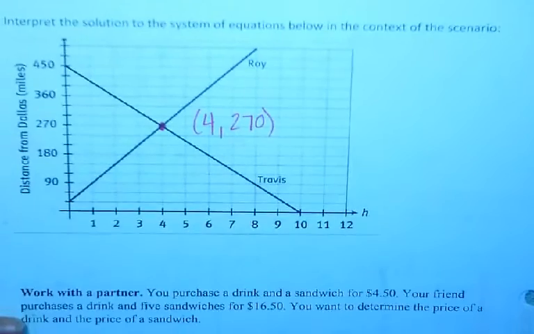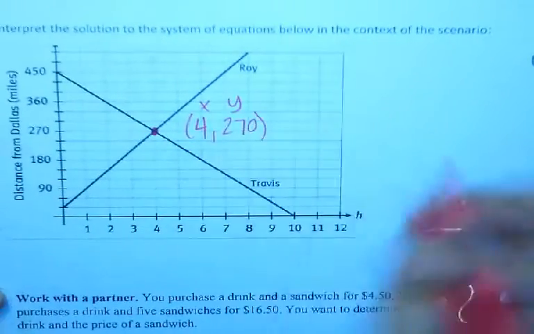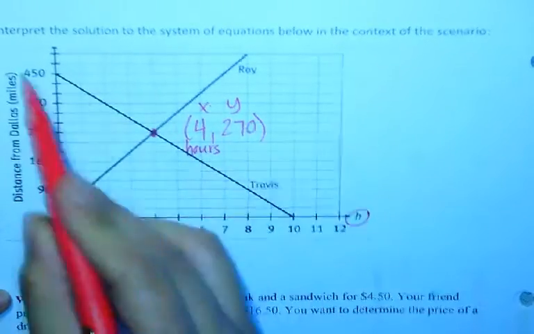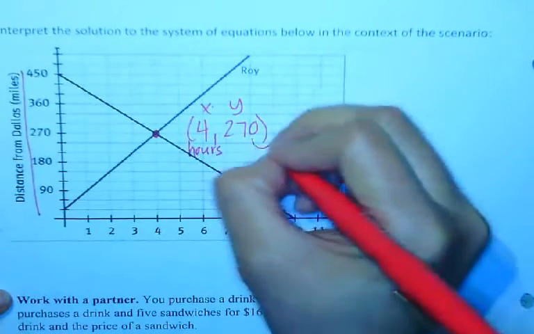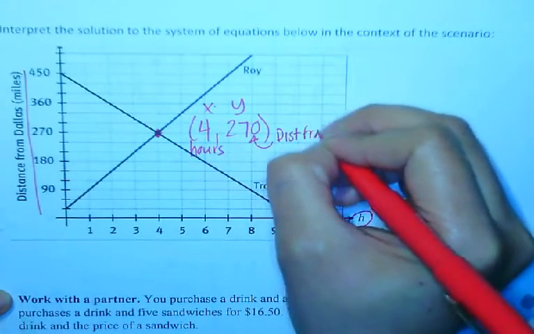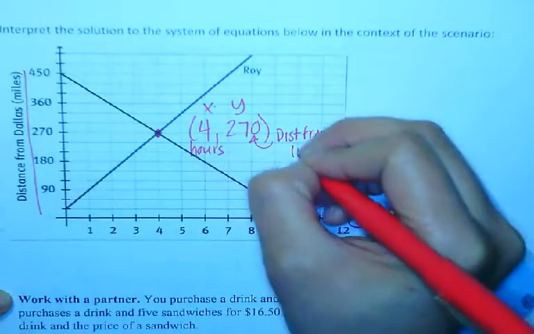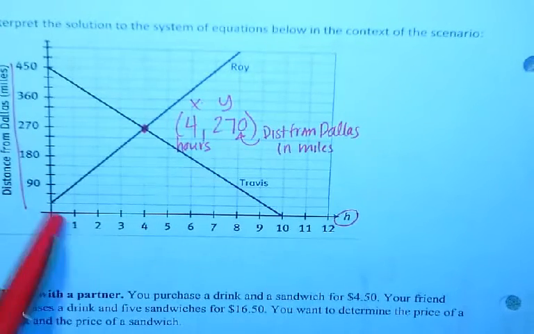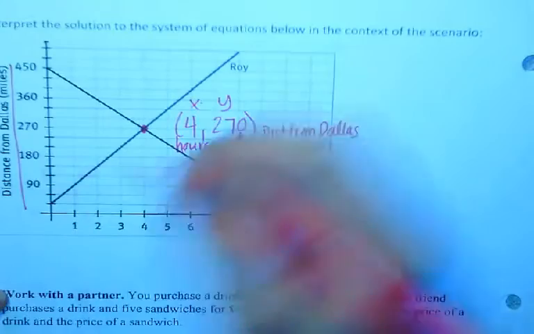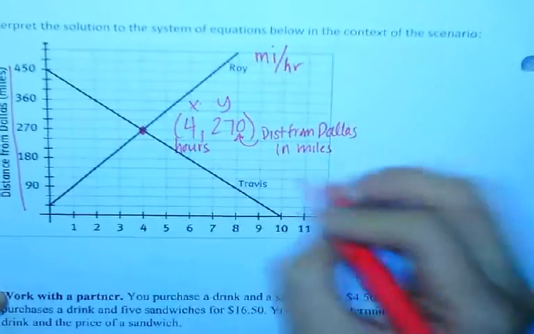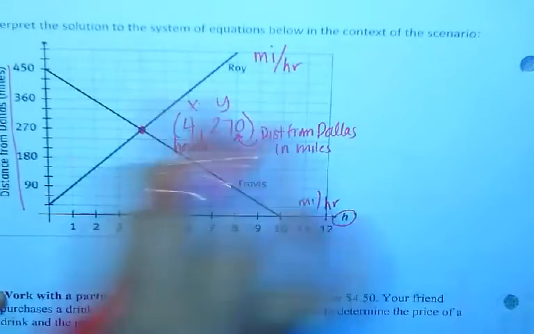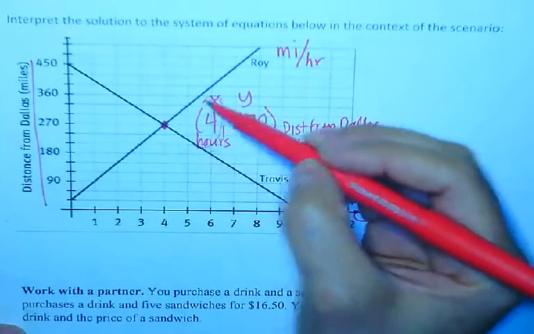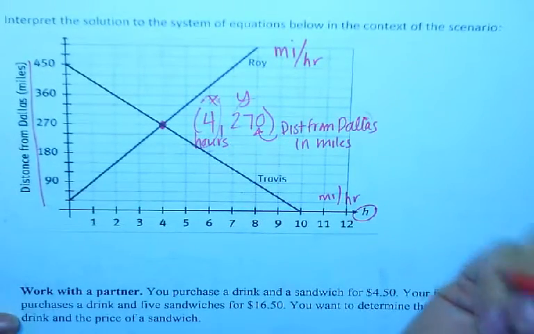So in order for me to interpret a solution, I need to know what each of them mean. So in this case, the x is hours, and the y is distance from Dallas in miles. So now I'm ready to interpret. So I'm assuming here that we're doing miles per hour on Roy, right? The slope would be in miles per hour, and Travis miles per hour. So I'm assuming they're traveling, right? Distance from Dallas, they're traveling away from Dallas, and at 4 hours, both of them are 270 miles from Dallas.